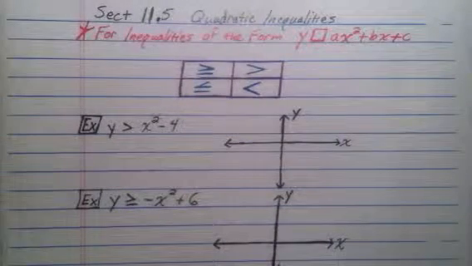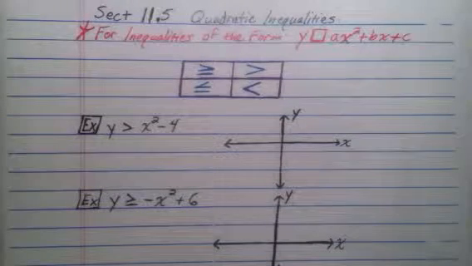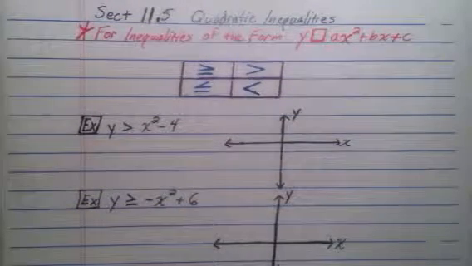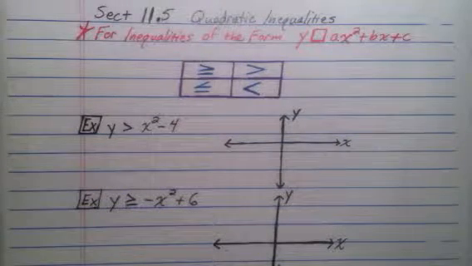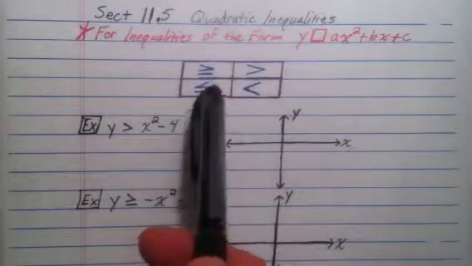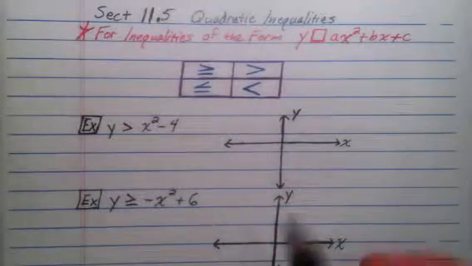Section 11.5, Quadratic Inequalities. Alright, in this section we're going to look at how the graphs of quadratics would look if it's not a quadratic equation, but rather one of the four inequality symbols instead of the equal sign.